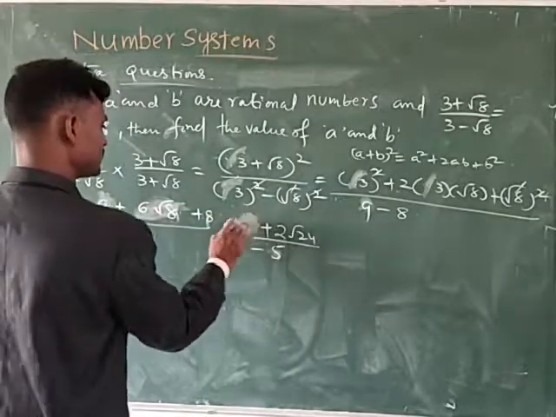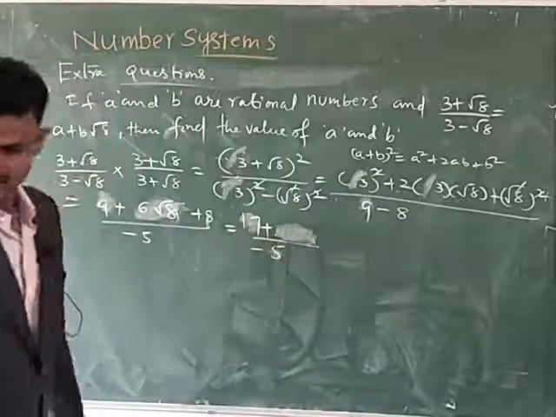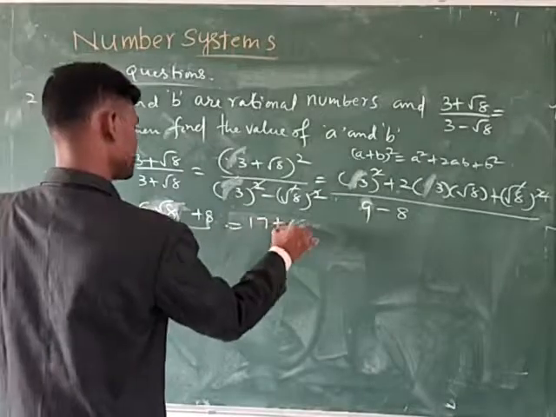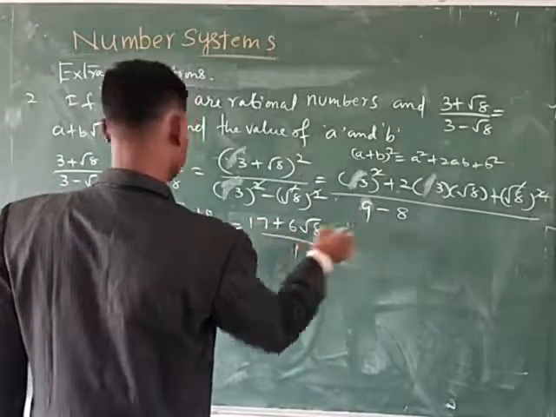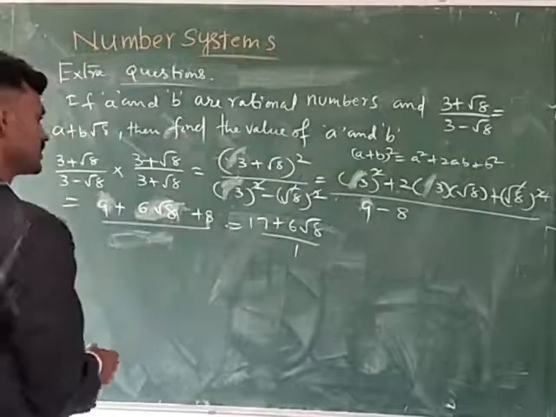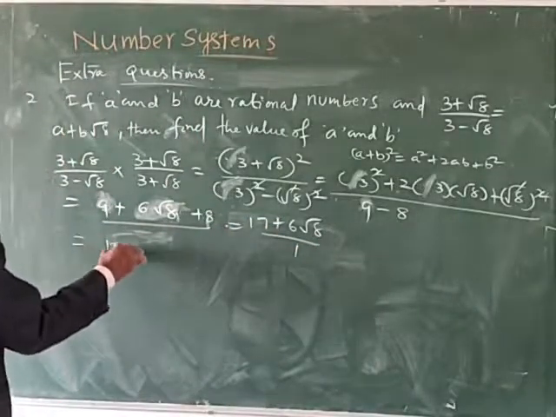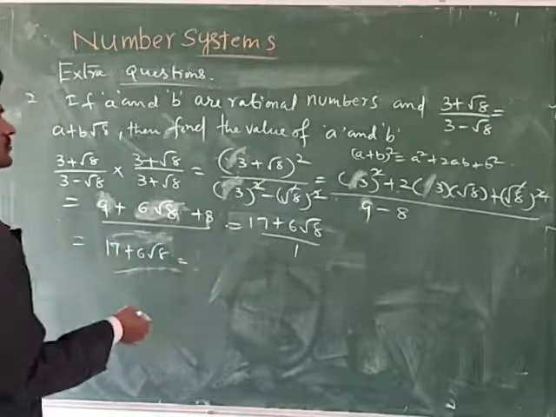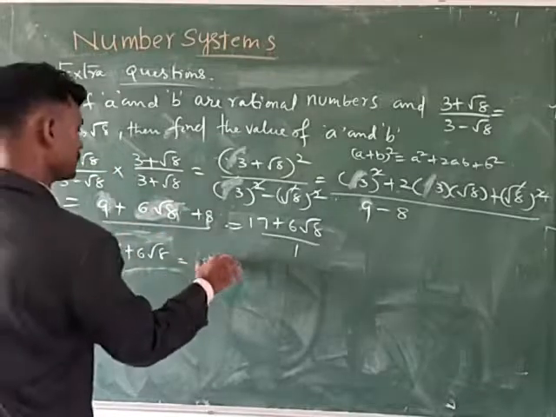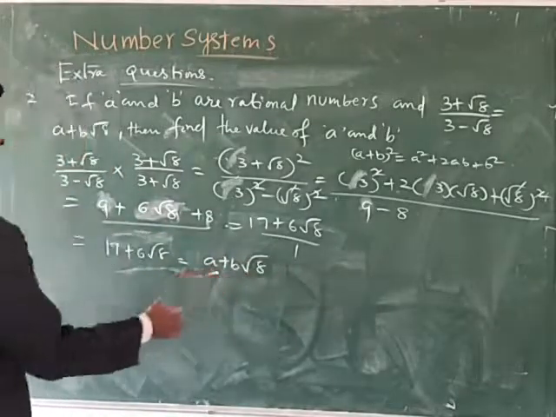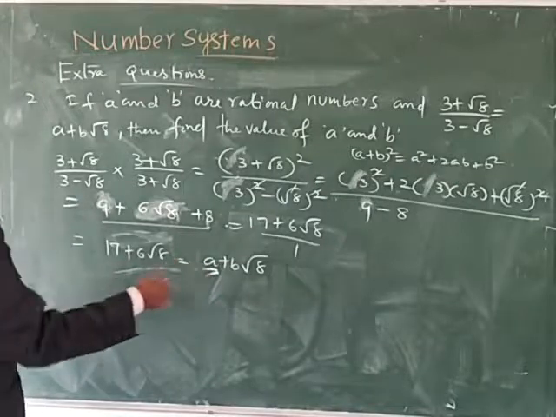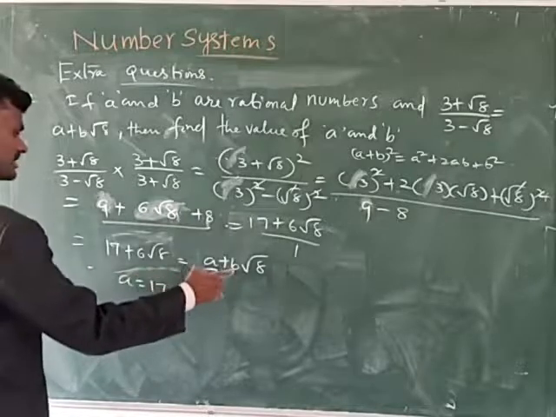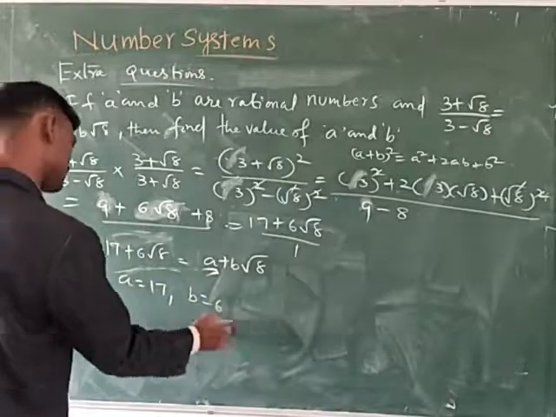9 plus 8 is 17. This one is 17 plus 6 root 8 by 1. This is 1, 9 minus 8 is equal to 1. Now see here, this is 17 plus 6 root 8. This looks like which one? a plus b root 8. Here by comparison of the terms, a is equal to 17 and its b coefficient is 6. This is the answer. Note down.